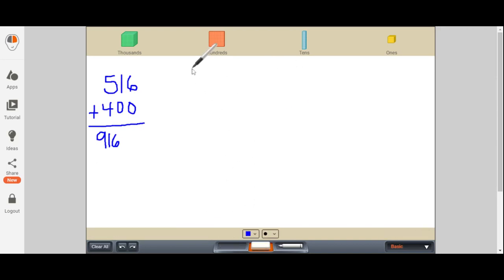So I'm going to come back and make sure I have my hundreds, tens, and ones. And I don't have to label that as much with expanded form, but let's expand the number 516. We practiced that all week last week. 500 plus 10 plus 6 ones. Now look at the number 400.